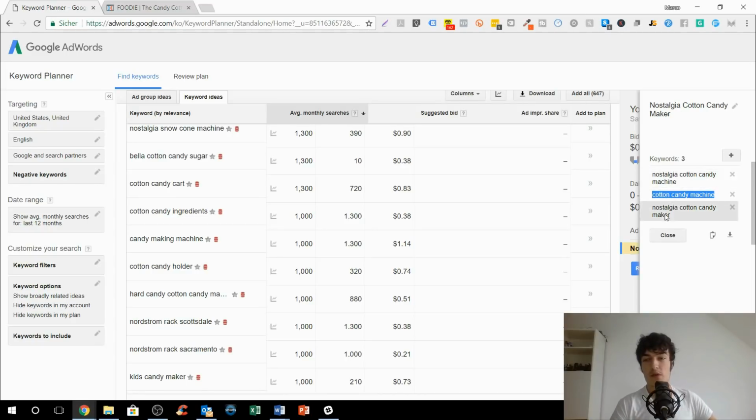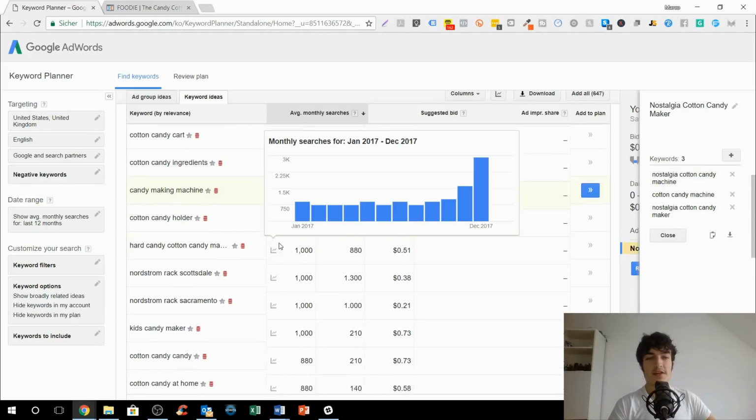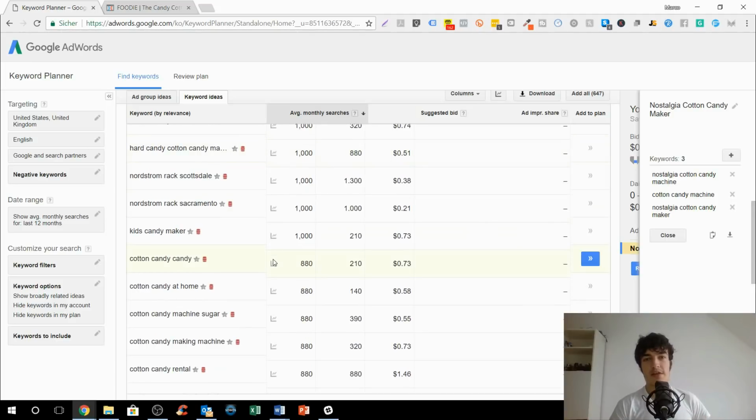So in our example now we have 3 keywords, and in your case you should have anywhere between like 5 and 20 keywords in an ad group. Of course, there are exceptions. If you find 100 keywords that are still very, very closely related to each other, you can also do this. But typically, the more keywords you add, the more of a difference there is between these keywords.